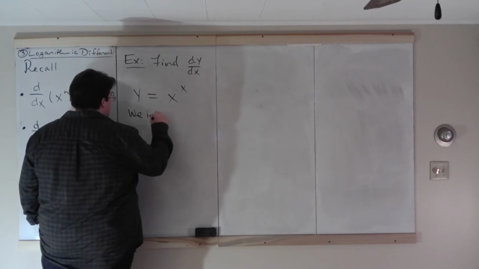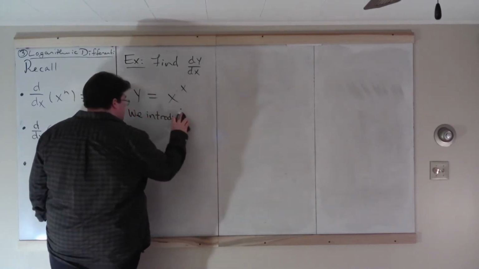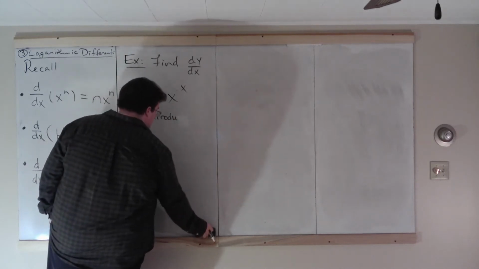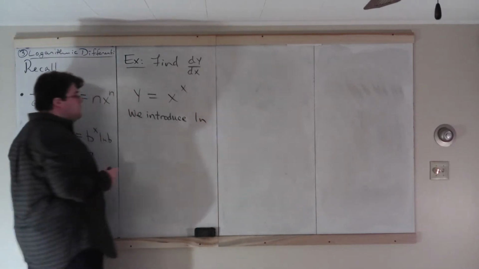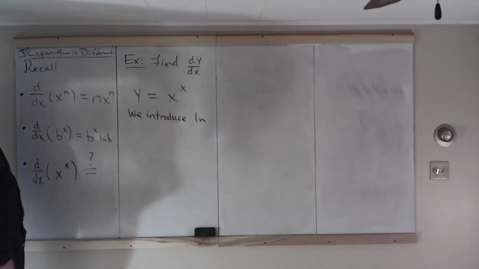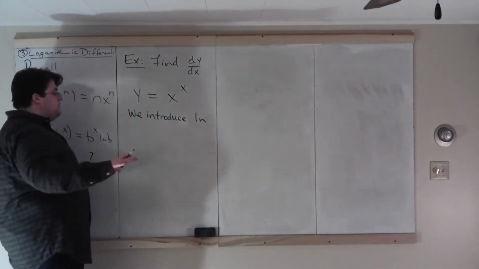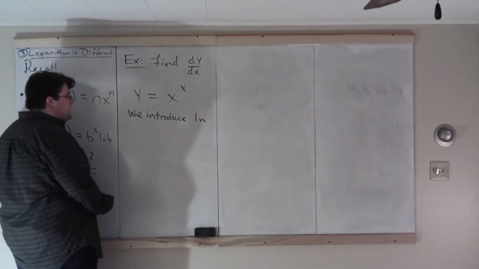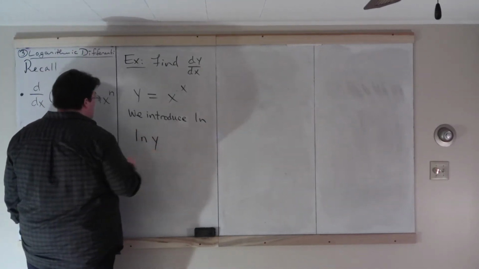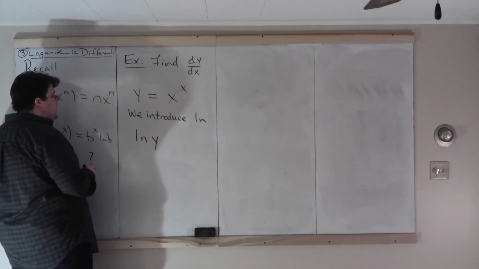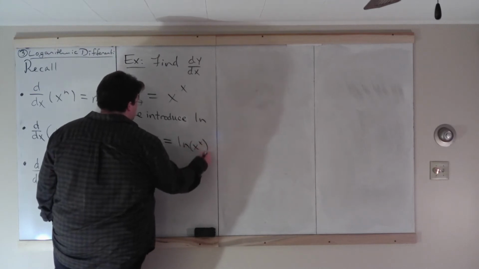We introduce a natural logarithm. You could use a regular logarithm with another base if you want extra constants floating around. We'll use a natural logarithm. How are we going to introduce a natural logarithm? Well, we're going to take a logarithm on both sides. Log of the left is log y. Log of the right is log x to the x.